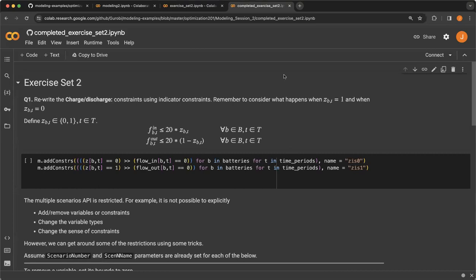So again, what these constraints are saying is, if I decide to charge, then Z is 1. If I decide to discharge, then Z should be 0. So flip that around, do contrapositives, and here are our constraints, using the indicator functions as well.